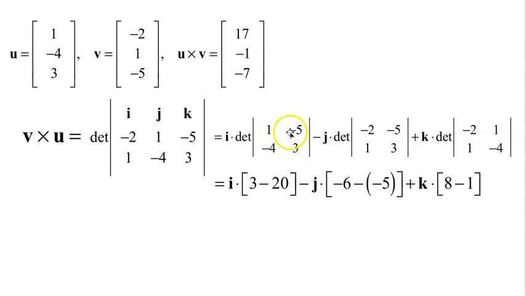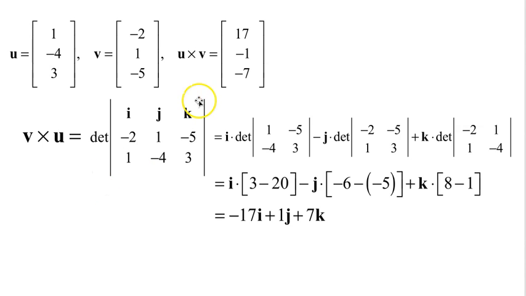1 times 3 is 3. Negative 4 times negative 5 is 20, so 3 minus 20. Negative 2 times 3 is negative 6, minus 1 times negative 5, minus negative 5 here. Negative 2 times negative 4 is positive 8, minus 1 times 1 is 1. 3 minus 20 is negative 17. Negative 6 minus negative 5 is negative 6 plus 5, negative 1. But with this minus sign, it's going to become positive 1. Then 8 minus 1 is plus 7k.